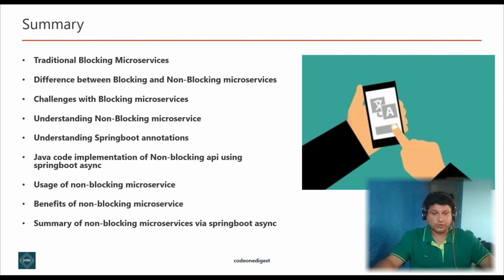I explained what all Spring Boot annotations we are going to use as a part of this solution. I explained the Java code implementation of non-blocking APIs using the Spring Boot asynchronous annotation. So I've shown you the Java code for controller, service, configuration classes, repository layer classes, right? You can download that code from the GitHub repository and play with it. Then I also explained in which particular scenario you should use non-blocking APIs and also the advantages of non-blocking APIs. Right, friends?